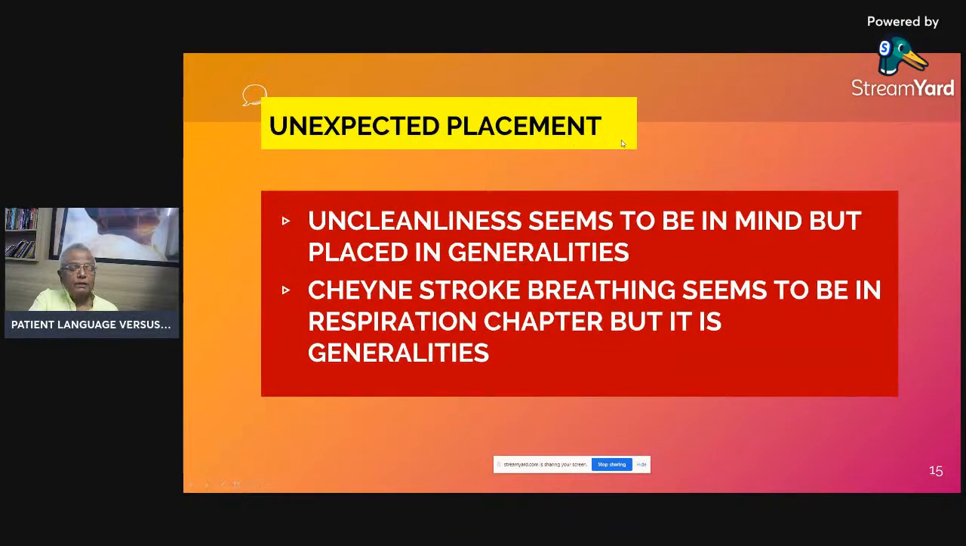Friends, unexpected placement. Repertories are not so clean, not so well arranged. Keep in mind that there are some unexpected placements. For example, uncleanliness seems to belong in the mind, but it is placed in generalities. Chain-stroke breathing seems to belong in the respiration chapter, but it is in generalities. Likewise, many rubrics are placed at different places than where they should be. Only when you are well acquainted with the problem can you get into the detailed meaning and understanding of the placement.